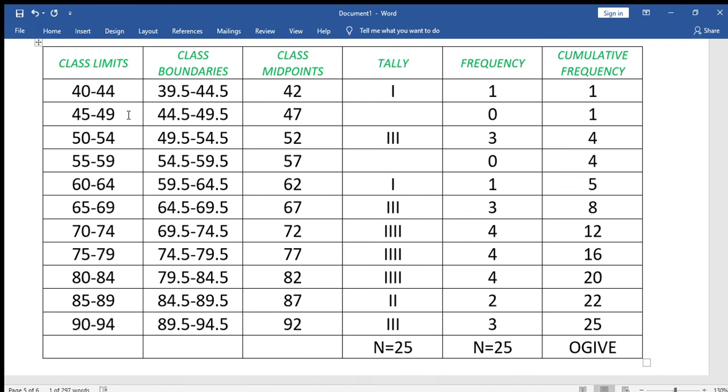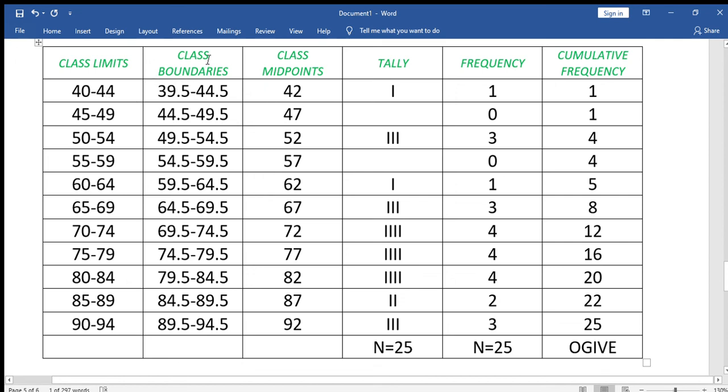Again, to find out your class limit, initial class score, you need to consider your lowest score. If it is divisible by the given class width, then you are going to use the lowest score exactly. But if it is not divisible by the obtained class width, then you need to adjust by going up or by going down. Then your class boundaries, as what I mentioned again earlier, you just have to subtract your lower limits by 0.5. Then to find out your exact upper limit, you just have to add 0.5.